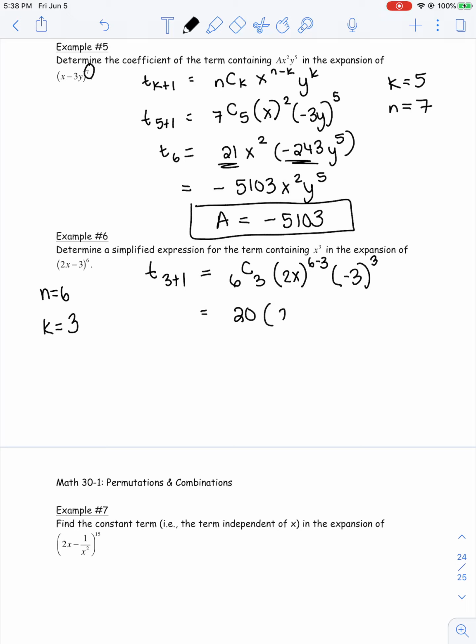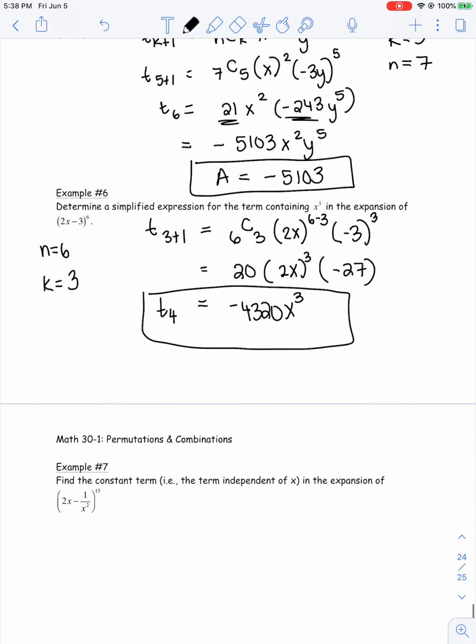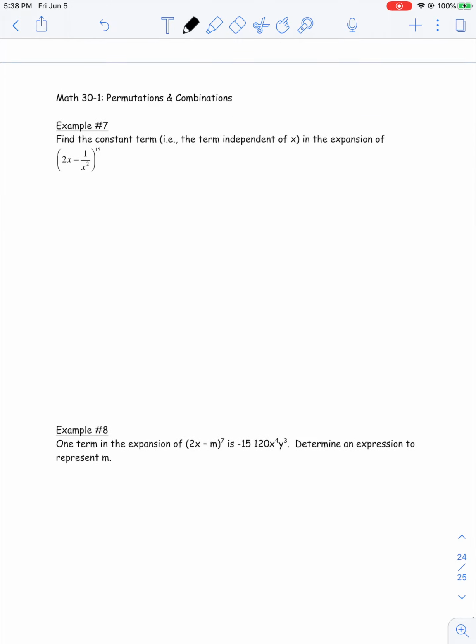And then we're going to have 2x to the power of 3. And then negative 3 to the power of 3 is negative 27. So we're going to multiply 20 by 2 to the power of 3 by negative 27, and we should get negative 4,320 x cubed. So that would be actually term 4. So they're saying determine a simplified expression for the term containing x cubed, and there you go. That matches up with the term.